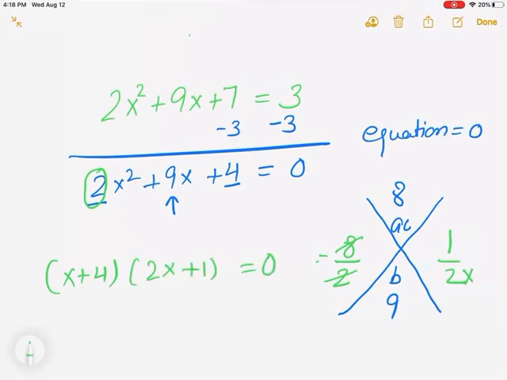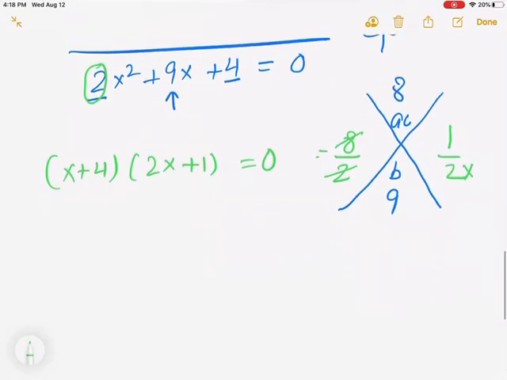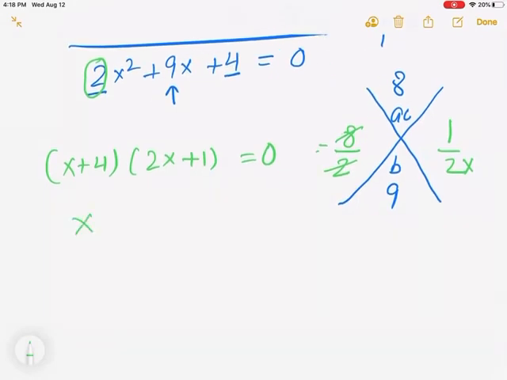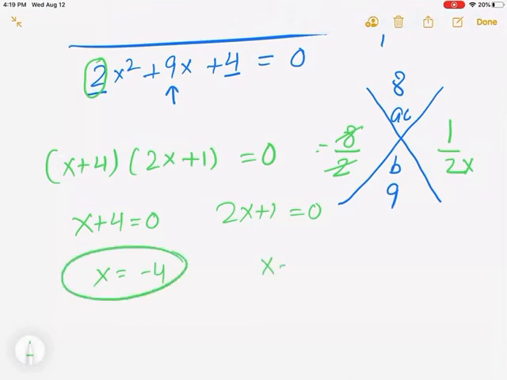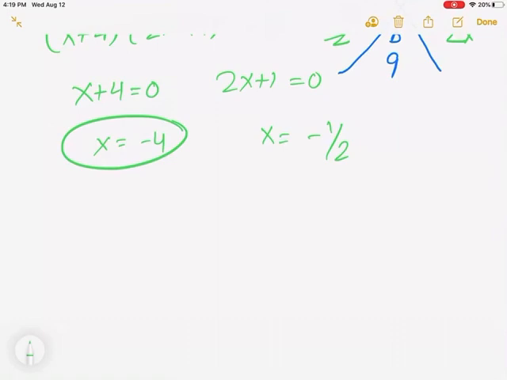All right, that's not all. We are solving, so it means you have to find an answer for x. So how do we do it? Pretty much you just have to set each factor equal to 0 and solve each one. So x would be equal to negative 4, and this x would be equal to negative 1/2. I'm just going to do one more example, and that's going to be all for today.